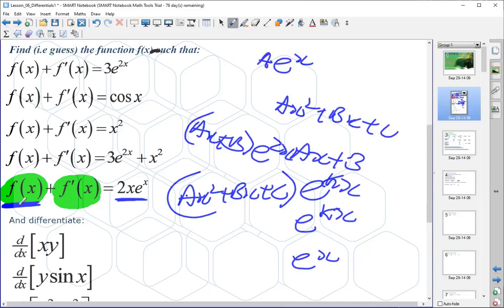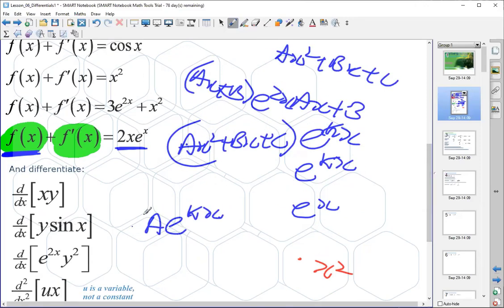And you're just guessing, so don't worry about it. It doesn't matter if you get it right or wrong, but you're just guessing. You can't know in advance. It's just using your intuition. Would it be like a e to the kx? What happens if you differentiate a e to the kx?